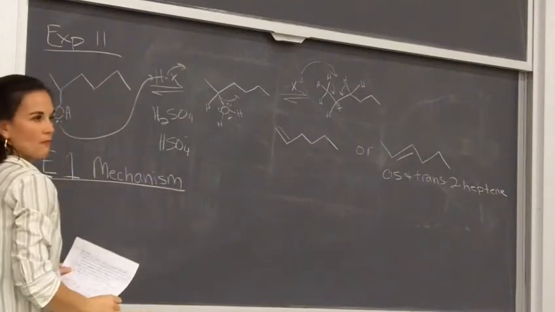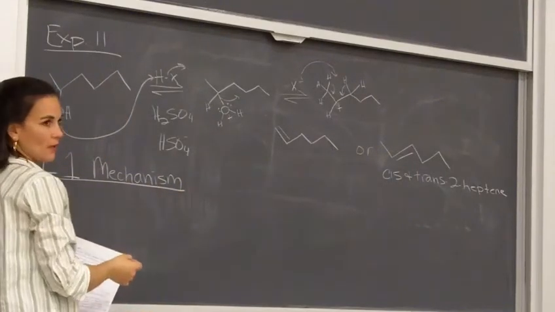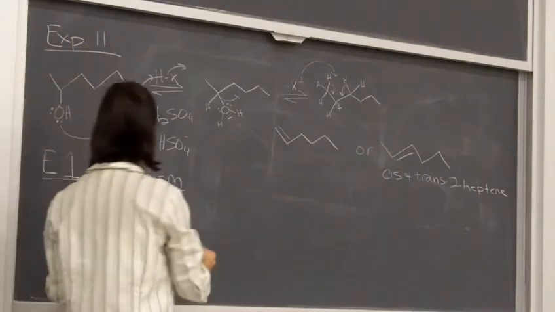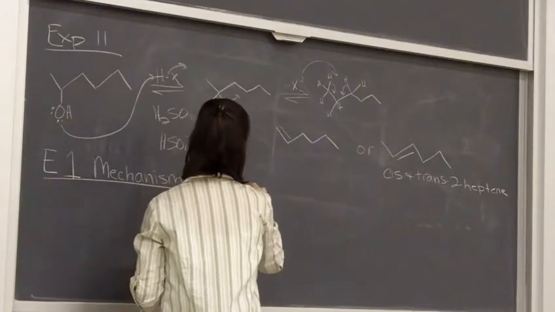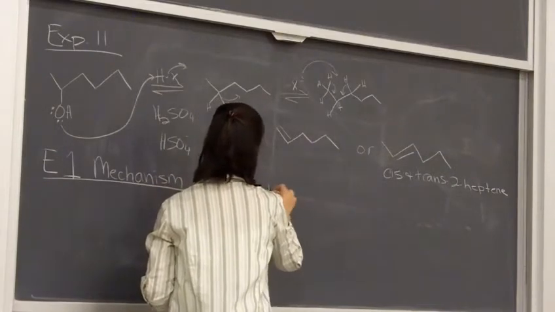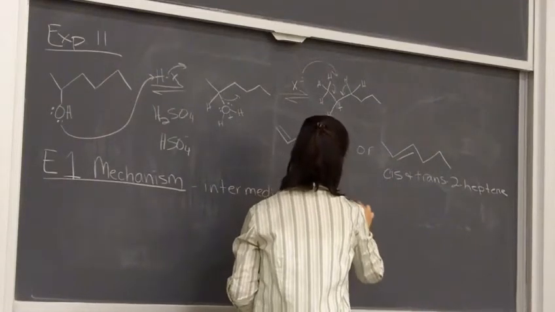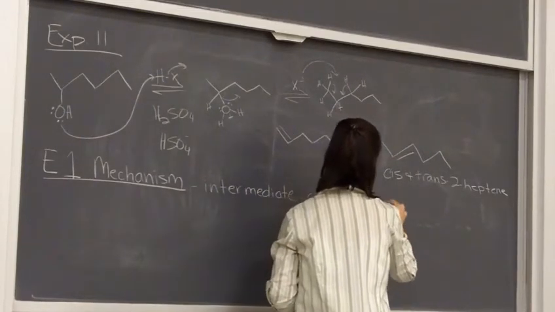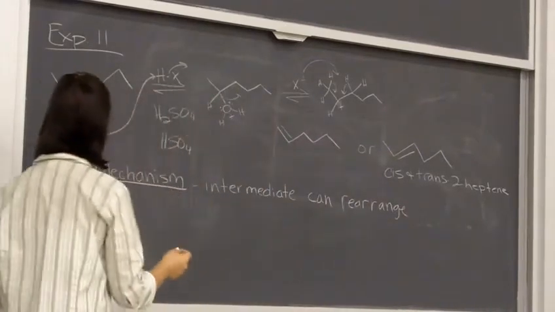It's rate independent. Versus E2? Rate independent. We got an intermediate, right? So it's going to be E1. This intermediate can rearrange. So we can get a hydride shift too. So this makes things even more complicated with the number of products you can get.